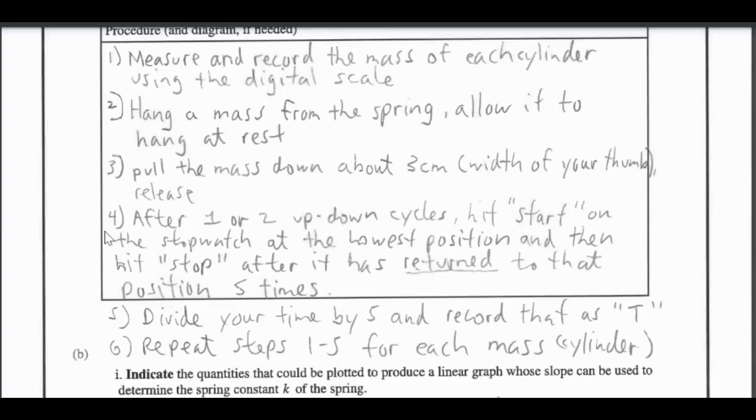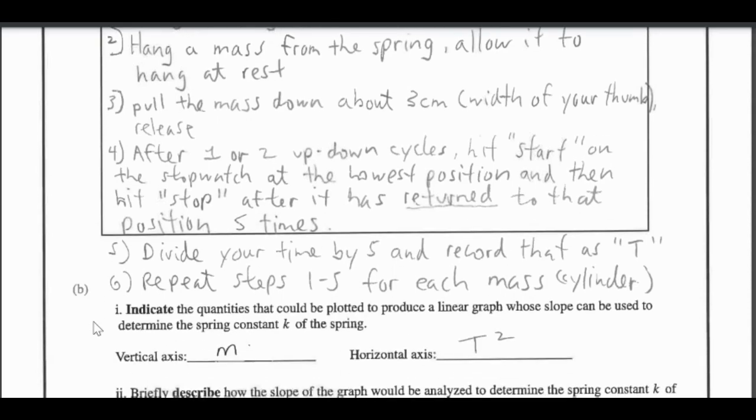So I want to make sure it's 1 full cycle, which is the bottom all the way back to the bottom again. Divide your time by 5 and then record that as your T, your period, and repeat steps 1 through 5 for each mass. So I don't know if that's the perfect procedure or not, but that seems pretty decent to me. I may have forgotten some minor details, but that seems to be the gist of it.